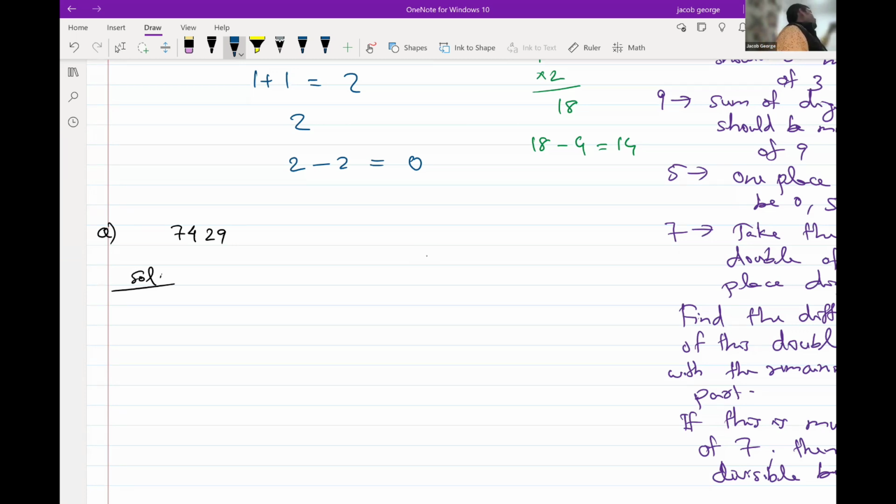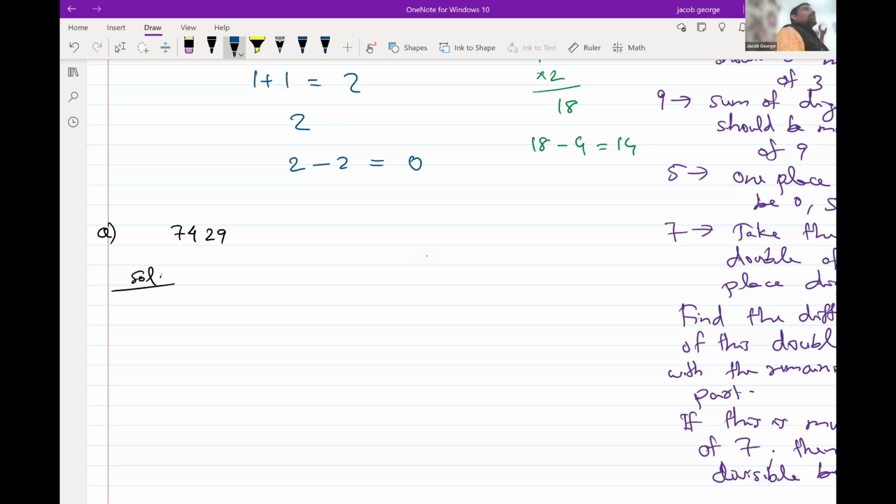For 13 we check like this: take 4 times of the one's place and take the difference with the other part. Okay, 4 times. It's easy to remember: 7 is 2 times of one's place, 13 is 4 times, 17 is 5 times. So 13, how many times of one's place? 4 times. Okay.